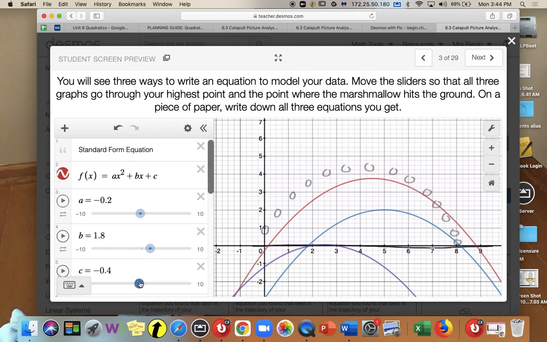Play with my c value. What does the c value do? Oh, it moves it up or down. Okay, so I'm just going to play with this until I get a graph that I like. It's kind of finicky, so excuse me while I play with this.